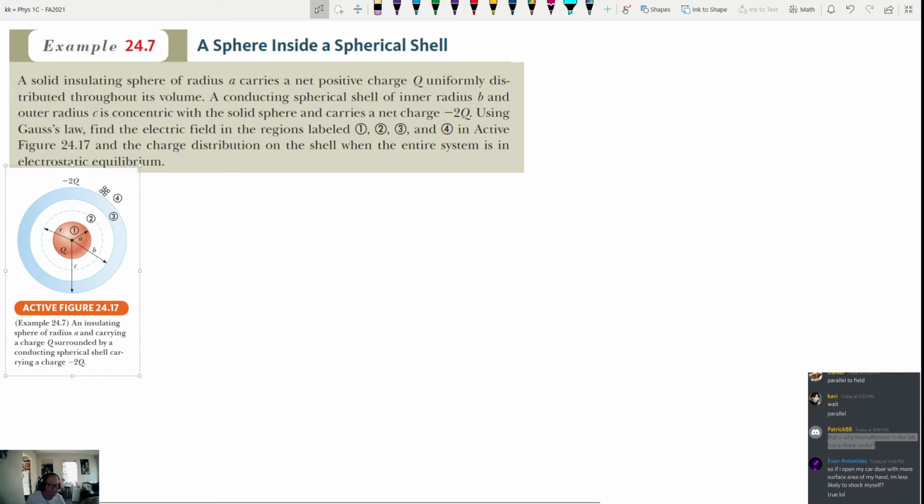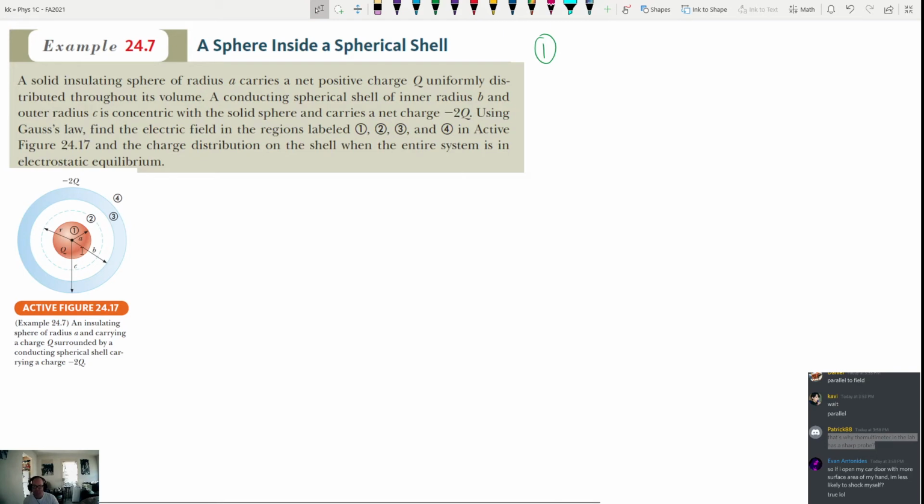We've actually already done part of this. Technically we've already done all of it, but we just need to put everything together. Alright, so let's go through this. We're going to go 1, then 2, then 3, then 4. So we're going to start with region 1.